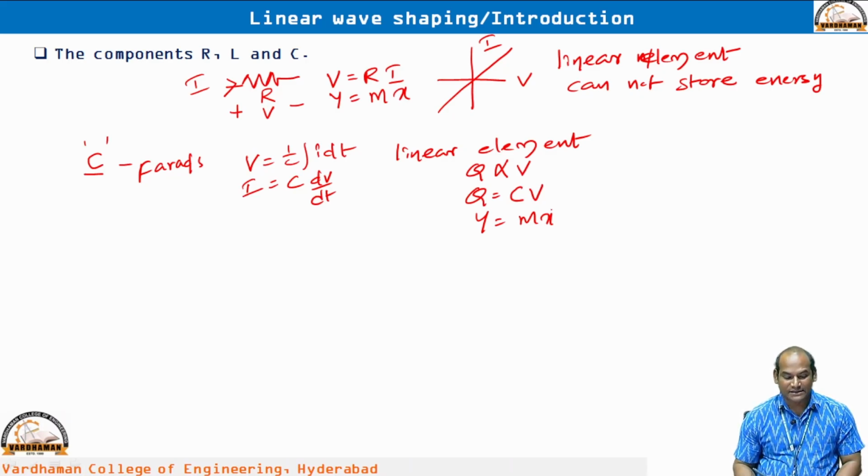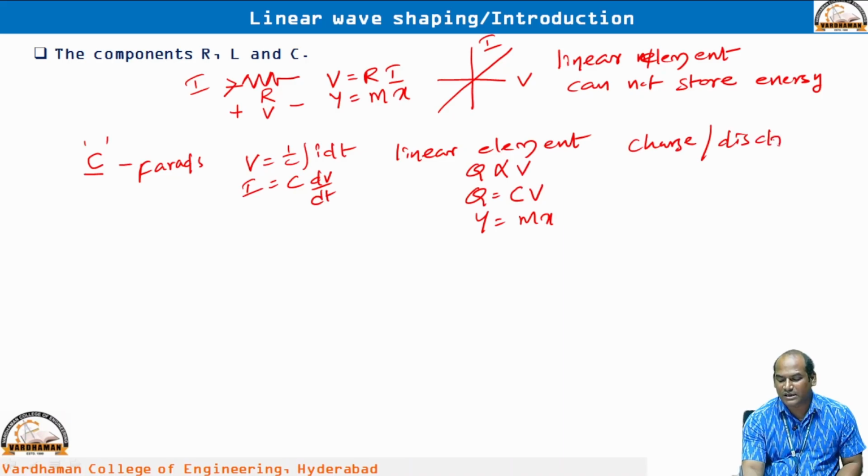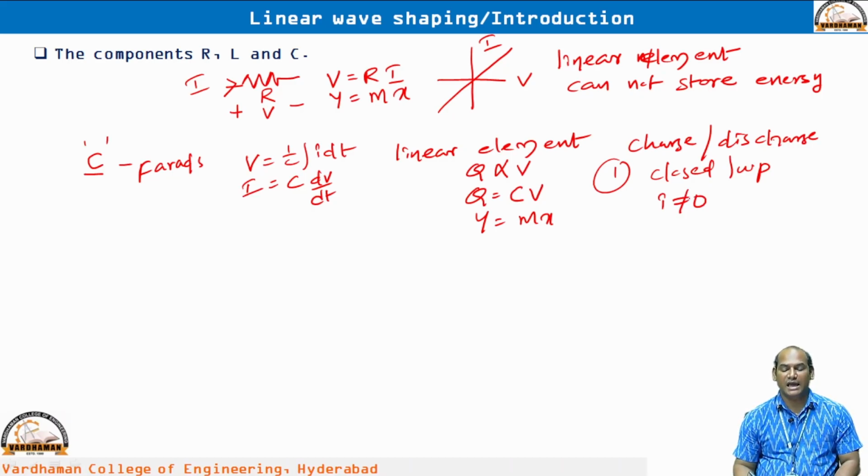Then what are the rules for charging and discharging of the capacitor? The capacitor can charge or discharge within a closed loop only. Closed loop means current can flow, so the current is not equal to 0. When current is flowing, only then can the capacitor charge or discharge. That means it is possible within the closed loop only.